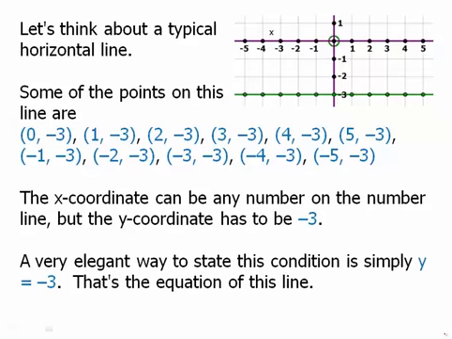Well, a very elegant way to state this condition is simply y equals -3. That's the equation of the line. That sums up everything you need to know about the line. In order to qualify as a point on that line, that point has to have a y-coordinate of -3, and the x-coordinate can be whatever it wants. And that's the equation of the line.